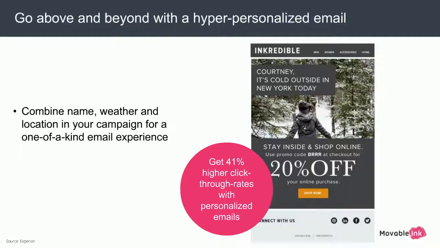it'll perform really well. So what you notice here is that there's first name personalization. We're saying, Courtney, it's cold outside in New York today. So not only are we pulling in the first name, but we're also pulling in the temperature and the location of where Courtney is. And then we have a targeted coupon for Courtney for 20% off because she's such a wonderful customer. So again, there's a lot of really fun ways that you can incorporate these different elements into an email.